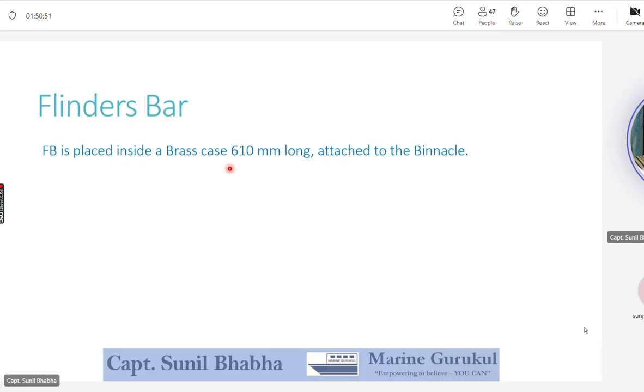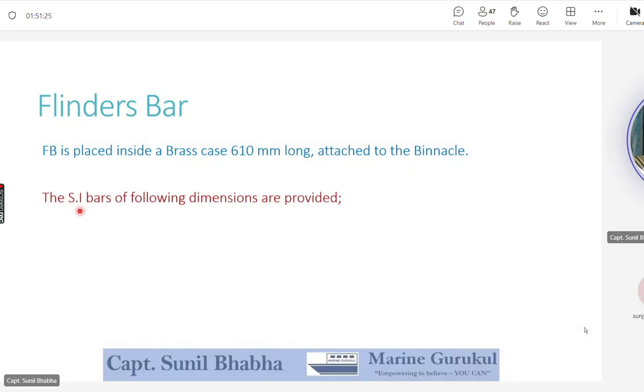Only the correctors which we are using are either the permanent magnets or the soft iron rods or soft iron structures. Other than that, all the other parts of the binnacle are made of non-magnetic material. So the Flinders bar is placed inside a brass case or a non-magnetic case, and its length is 610 millimeters. And this casing is attached to the binnacle.